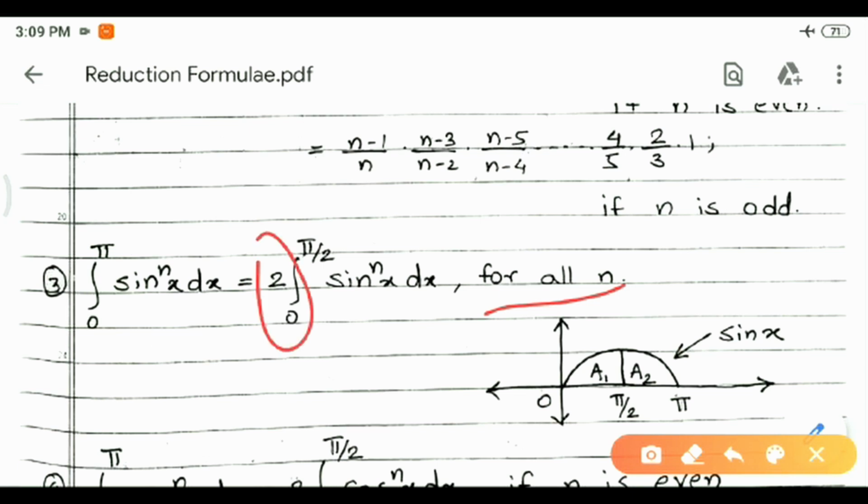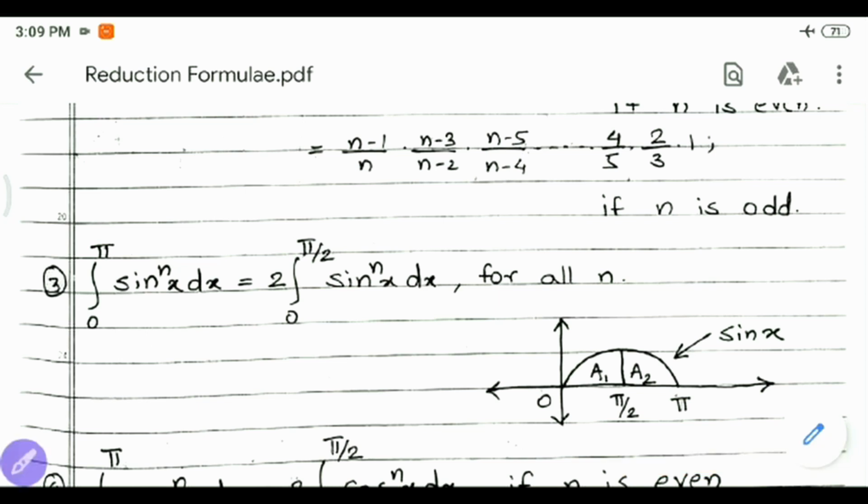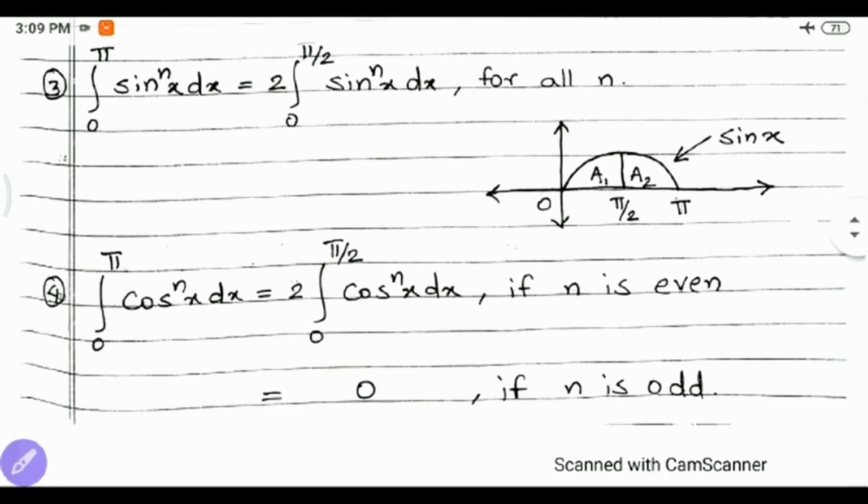Now why 2 times? Because if you consider 0 to pi by 2 and if you double it, you're going to get the value for the 0 to pi. Okay, so that is because of this diagram. Now if you look at the fourth formula, it is for cos. Now integration is from 0 to pi, so it is equal to 2 times 0 to pi by 2 if your n is even, and it is equal to 0 if n is odd.